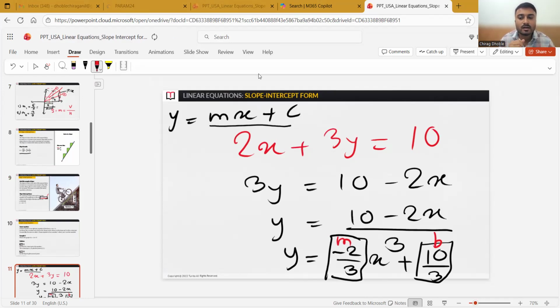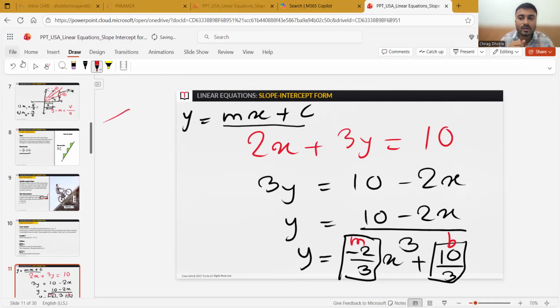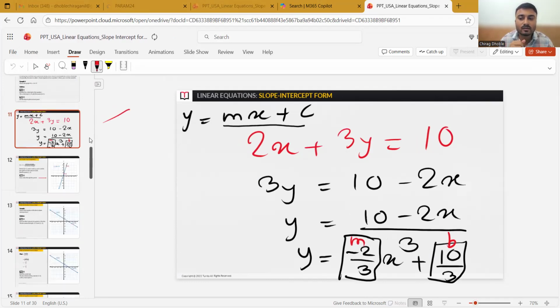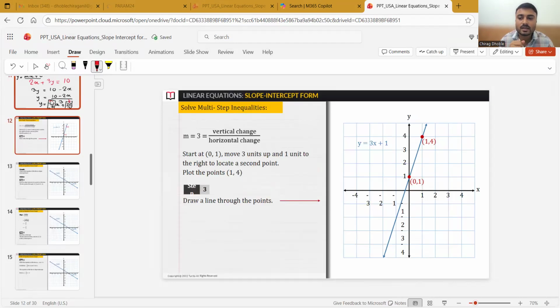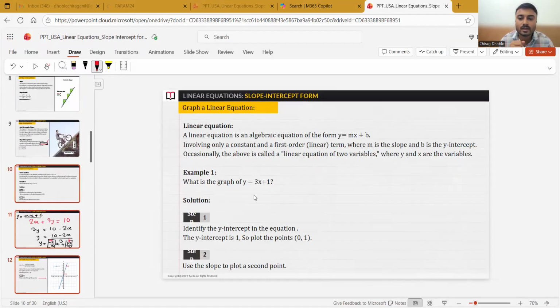Okay. Now, if you want to know how we can draw a graph from that, let's see. Let's say I have this equation here: y is equal to 3x plus 1. One way I can do that is just put in a value of x, and I will get a value of y. I'll put in another value of x, I will get another value of y. I will plot those 2 points and connect them. That will give me a line.